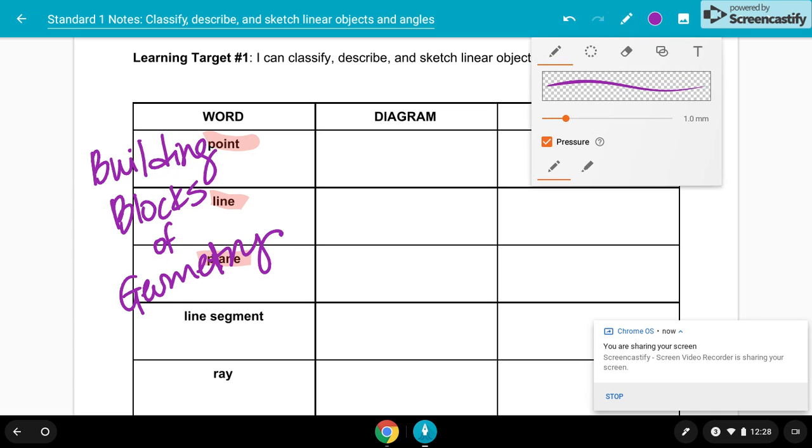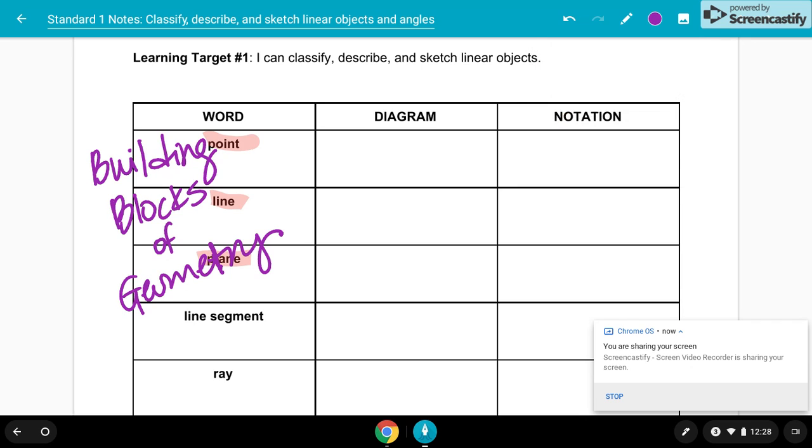What they look like: a point is simply a dot on a page. We're going to call this point P. The notation, if you were to write about point P in a sentence, you would just simply write point P.